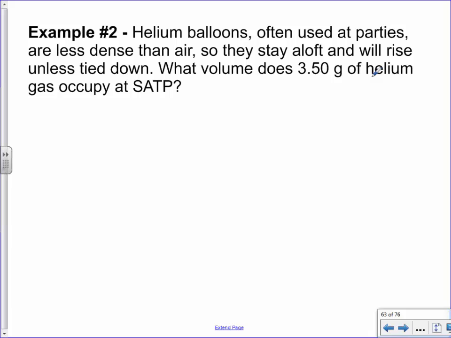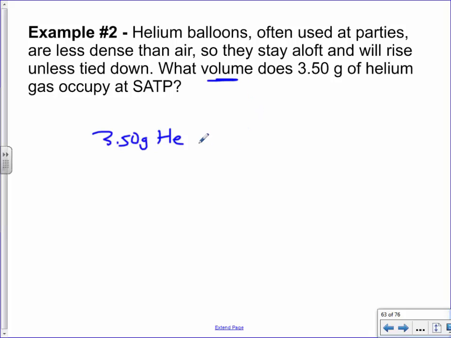So here's how I'd go about solving this question. 3.50 grams, I'm going to write down helium. I'm going to start with this. And I really, really like to encourage using ratios. Do we want to solve for grams? No. What do we really want to solve for? Well, it says volume, so either liters or milliliters would work.